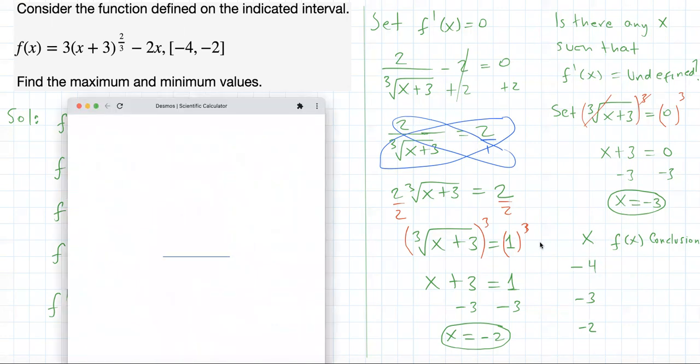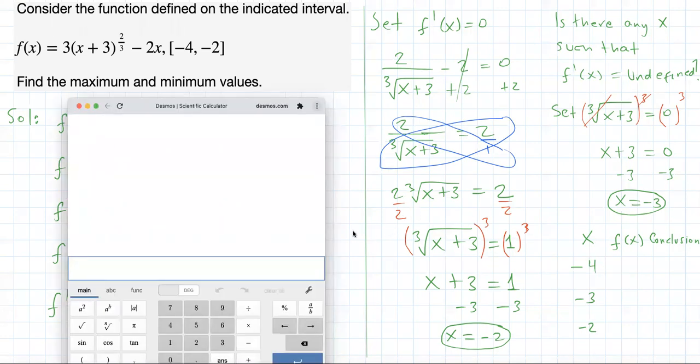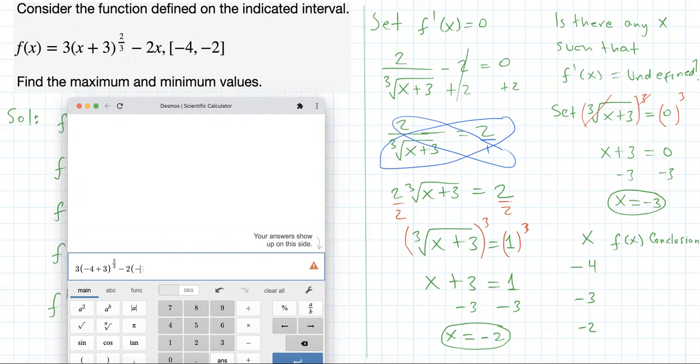So let's use our Desmos scientific calculator for that. Remember, the evaluation must be done in the original function, right? This one. So start with 3 times, substitute x with -4 first, right? (x plus 3) raised to 2/3, minus twice -4. First evaluation gives me 11, right? That's what we have to write here.